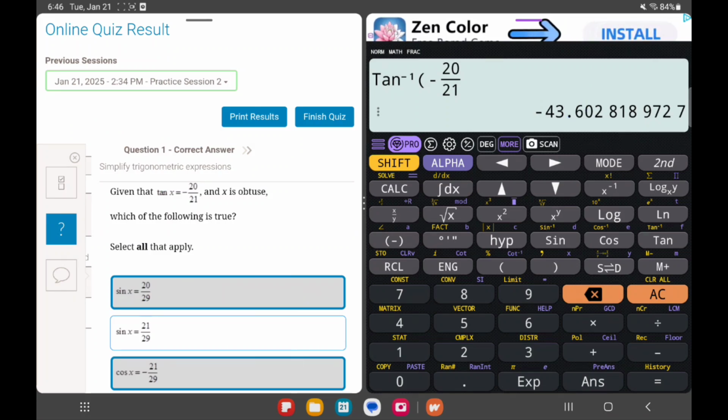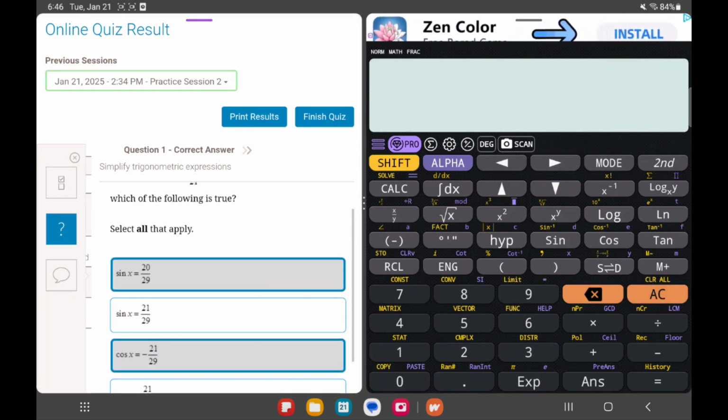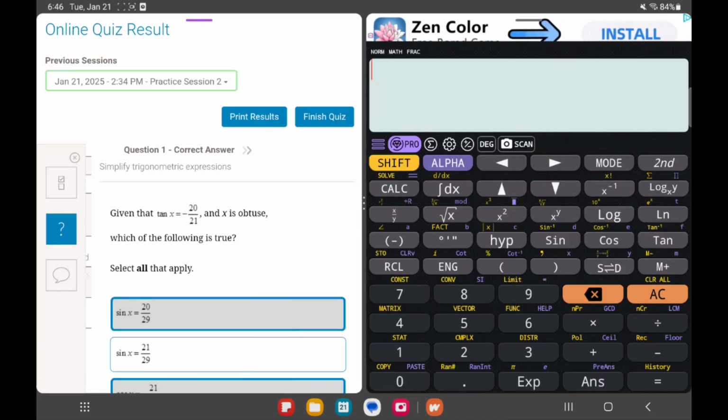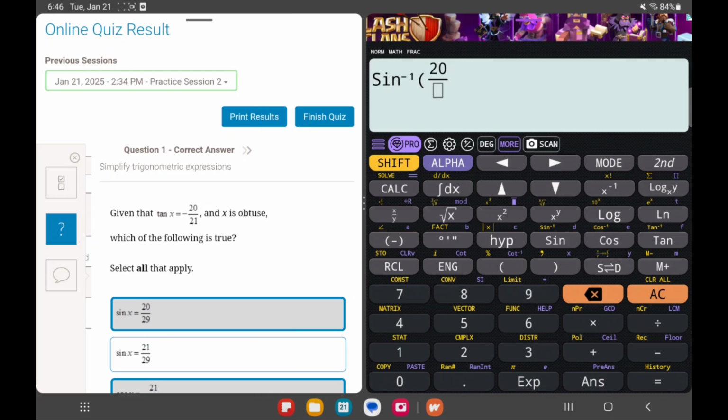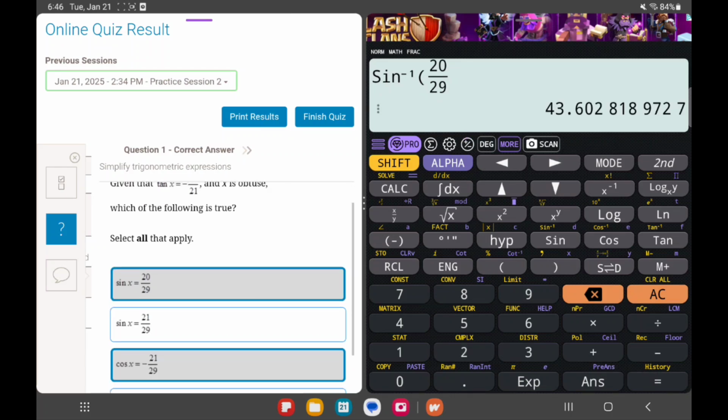Okay, so now let's keep on going through. We need to find a value that will get us the same value as shift tan negative 20 over 21. So let's start with sine x equals 20 over 29. Let's do shift sine 20 over 29, and we get 43.6. So that is one of the answers.